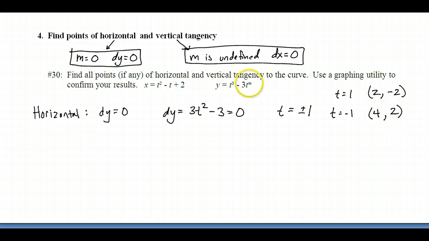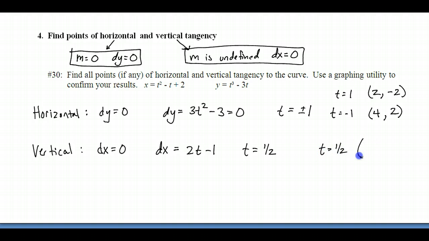If we have to find a vertical tangent, our vertical would be where our slope is undefined, so the denominator, which is our change in x, where that is equal to 0. Well, change in x will give us 2t minus 1. Well, that's where t then is just, if we solve for it, a positive 1/2. There's only that one value. So if t does equal a positive 1/2, plug it in to get our point.